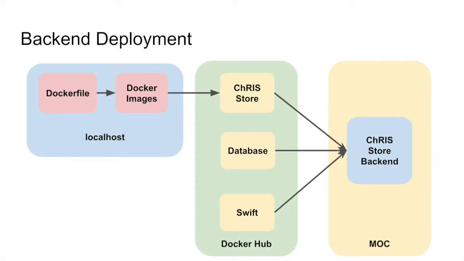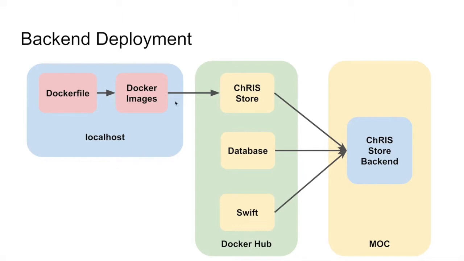And then is our backend deployment. This is the whole process of our deployment. According to the Dockerfile, which is a file to tell Docker the steps to build a Docker image, we can get the Docker image of Chris store locally.